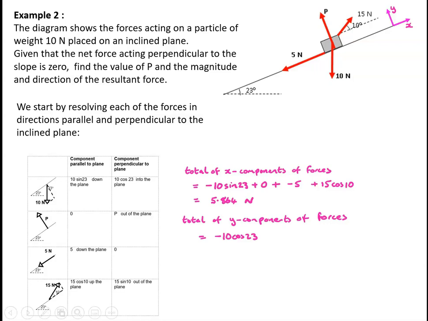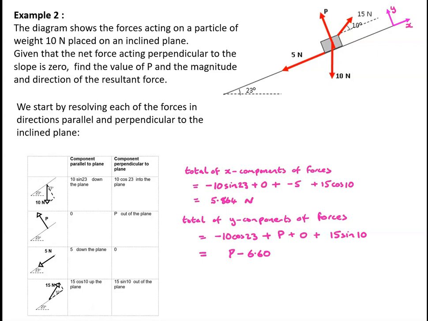We've got then for P has a component of P out of the plane, so that's plus P. The 5 Newton force has no component in the y direction, and the 15 Newton force has a component out of the plane of size 15 sine 10. So the y component is plus 15 sine 10. And that simplifies to P minus 6.60.